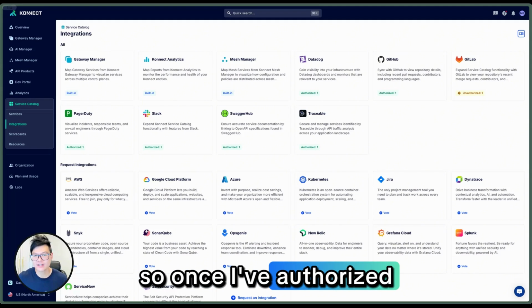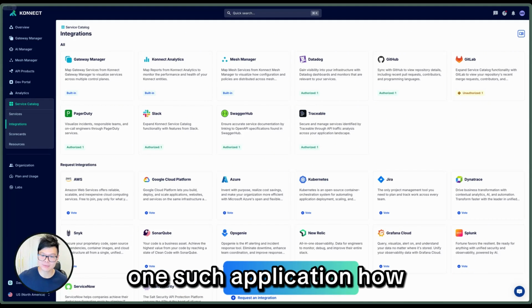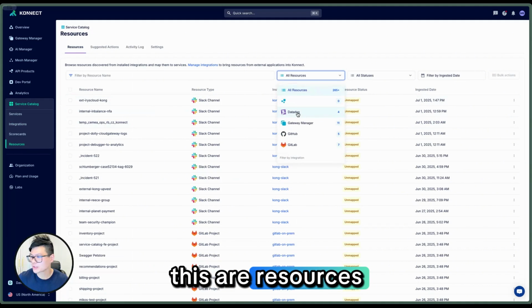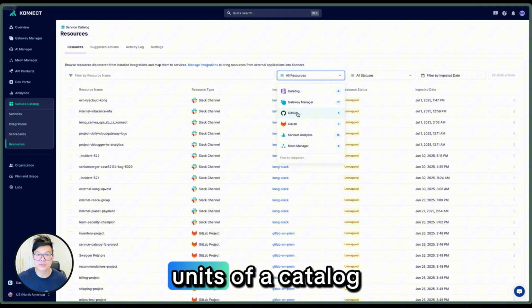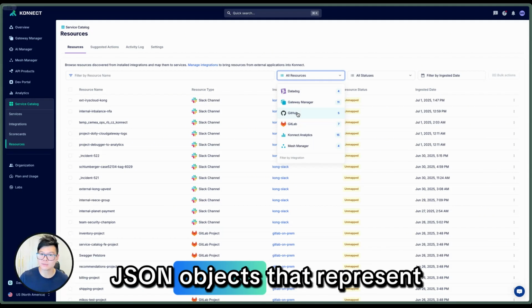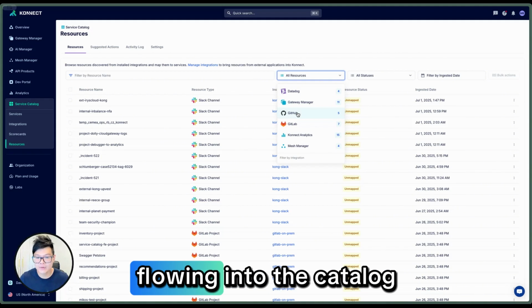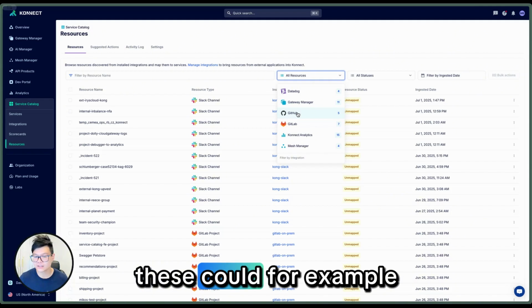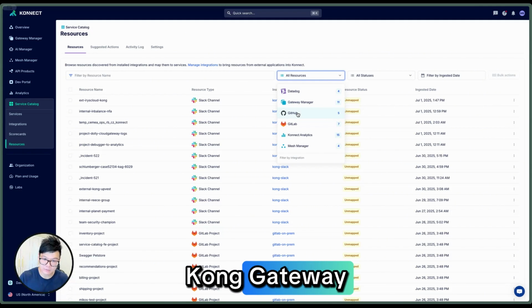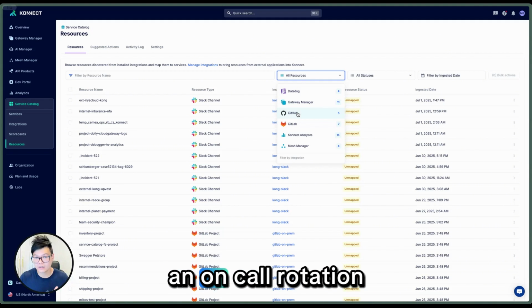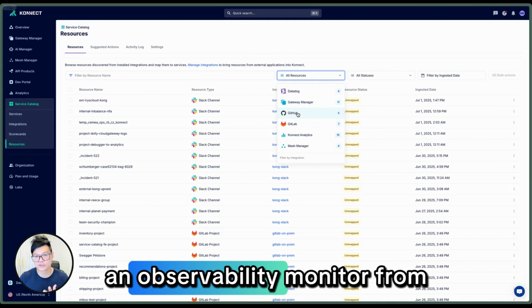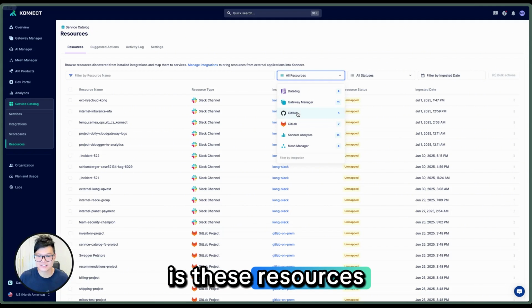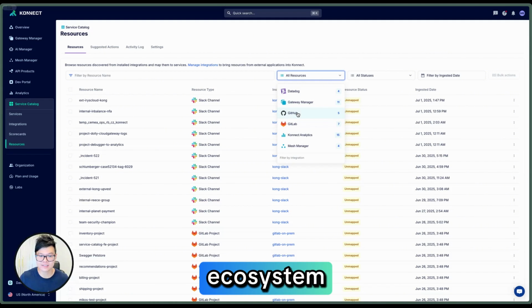So, once I've authorized Service Catalog to communicate with one such application, how does the communication actually happen? At the core of this are resources. Resources are the atomic units of a catalog. They are generic JSON objects that represent the individual components flowing into the catalog from all of the integrations that the users have authorized. These could, for example, include an API from Kong Gateway, a repository from GitHub, an on-call rotation system from PagerDuty, an observability monitor from Datadog, and many more. And so actually, it is these resources which are the raw materials of your service ecosystem.